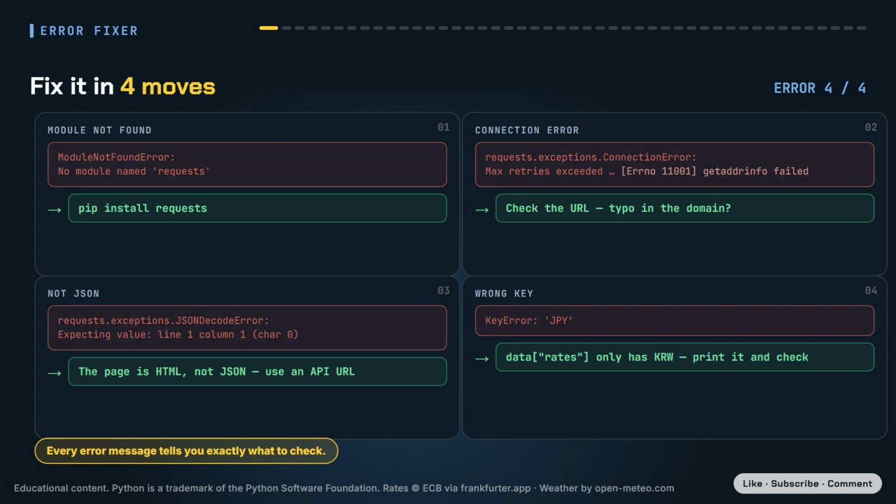Number 3. JSON decode error, expecting value. The page you got is HTML, not JSON. Use an API URL instead. Number 4. Key error, JPY. The Dict only has KRW. Print the Dict and check the exact keys. 4 errors, 4 quick fixes.